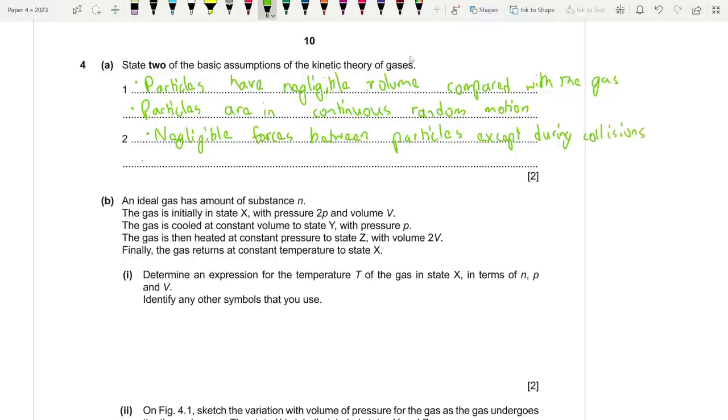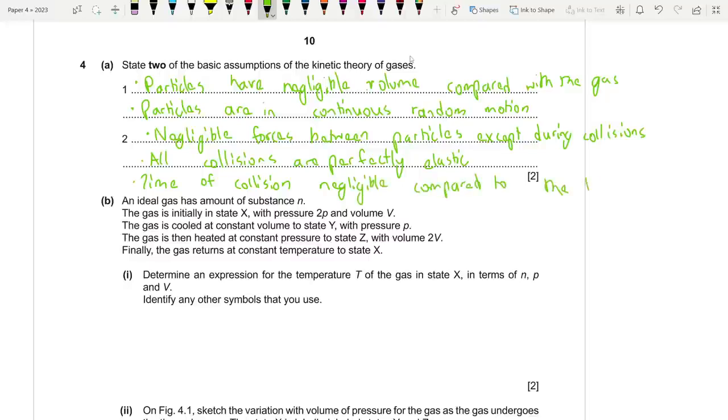Fine. And of course, all collisions are perfectly elastic. And another important point is the time of collision is negligible compared to the time between collisions. Sorry about the handwriting.